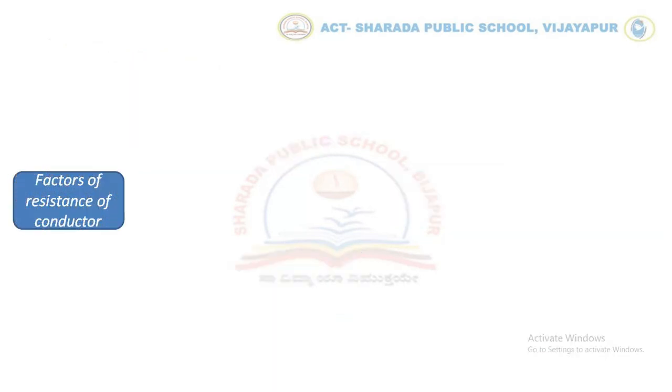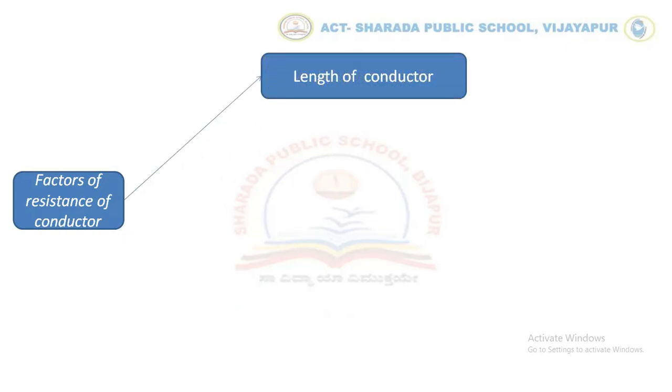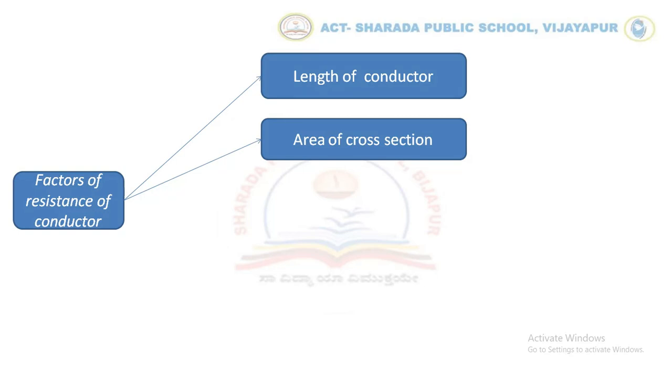Let us look at factors of resistance of conductor. It is directly proportional to length of a conductor. It means when length of a conductor increases, resistance also increases. The second factor, it is inversely proportional to area of cross section. It means when the area of the conductor increases, resistance decreases.